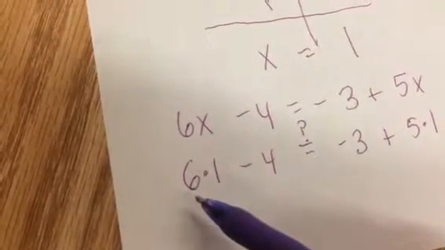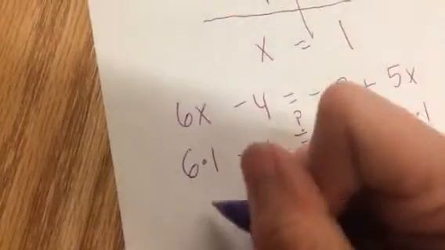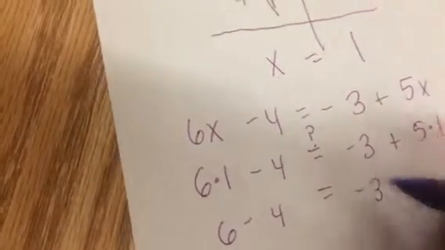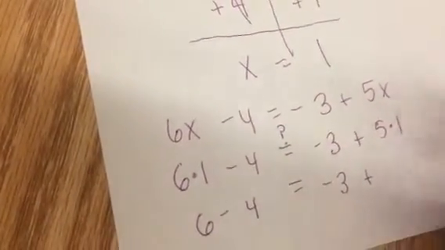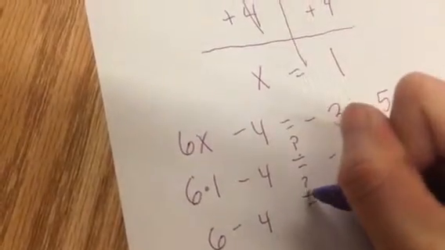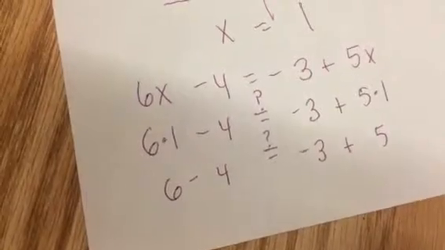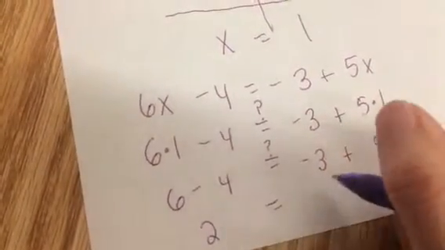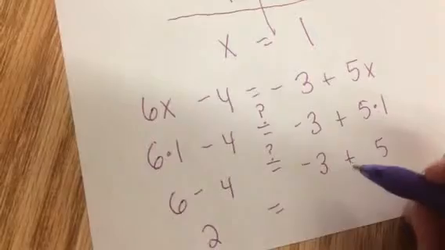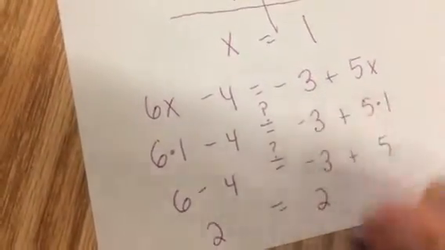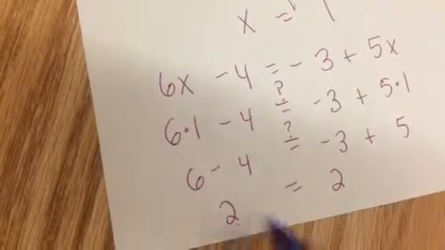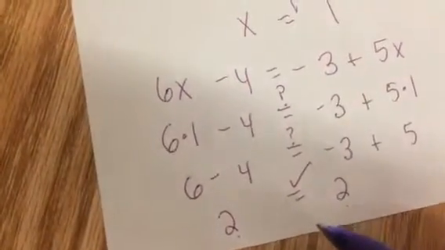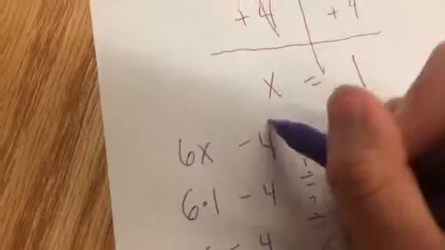So now follow the order of operations, multiplication first. 6 times 1 is 6, minus 4. Copy your equal sign. Negative 3 plus 5 times 1 is 5. And again, this is a question mark. We're not sure if these sides equal each other. Well, 6 minus 4 is 2. Bring down your equal sign. Negative 3 plus 5 is 2. Look at that. We have 2 on this side of the equation and 2 on that side of the equation. Therefore, it checks, it's correct, and what that means is x really is equal to 1.